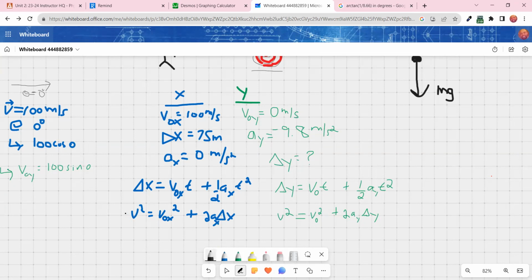I'm going to say I can't use this equation right now. Why? Well, what is my acceleration on the x-axis equal to? 0. That goes to 0, which means that v squared is equal to v naught squared. And that's true, but that tells me nothing. It is true that on the horizontal axis, the x is not changing.